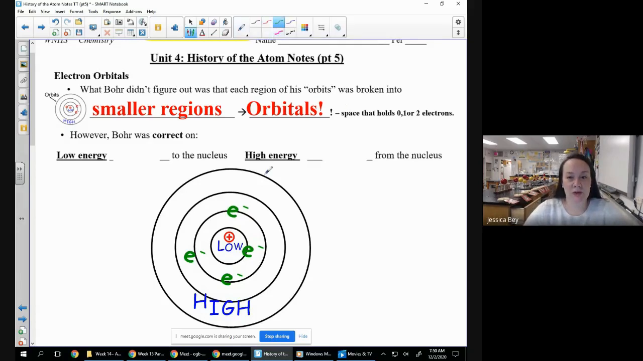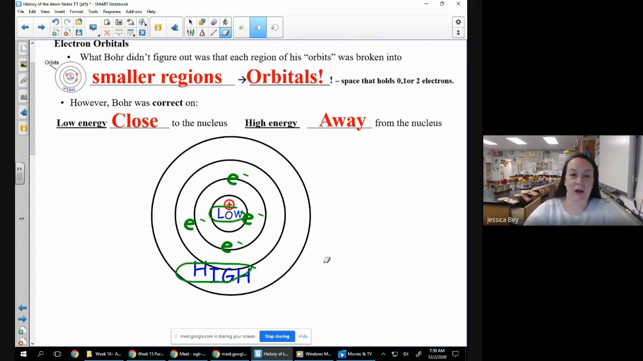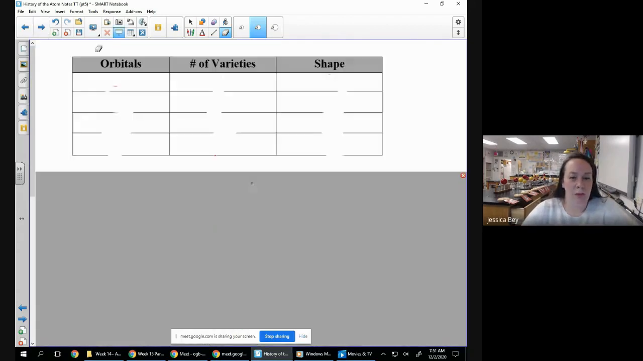However, Bohr was correct on two things. He was correct that it takes a lower amount of energy to stay closer to the nucleus and a higher amount of energy to reside further away from the nucleus. So he was absolutely right on that. And how an atom emits light, with the low energy, and they jump and they fall, that's all correct. Bohr was correct on all of that. He just didn't understand how the electron actually moved around the nucleus. Okay, perfect. So what we have is this idea of orbitals.